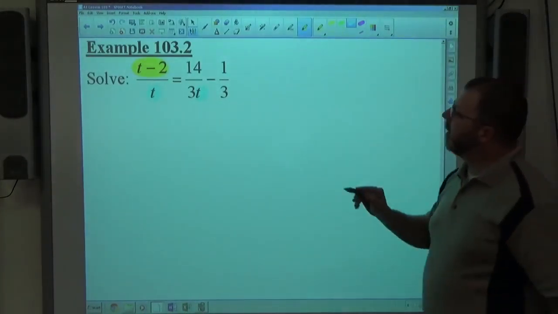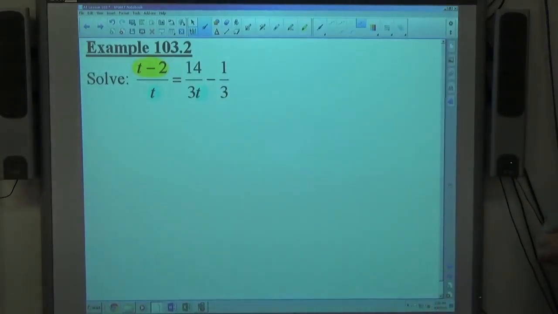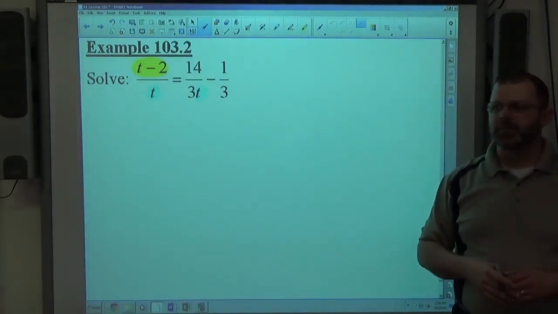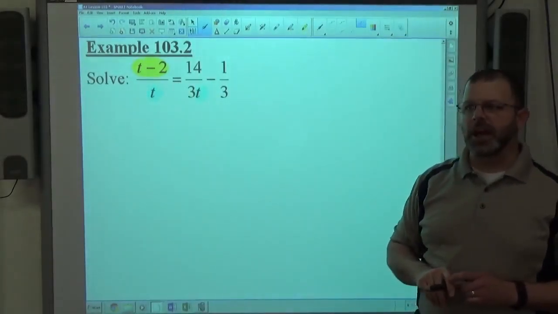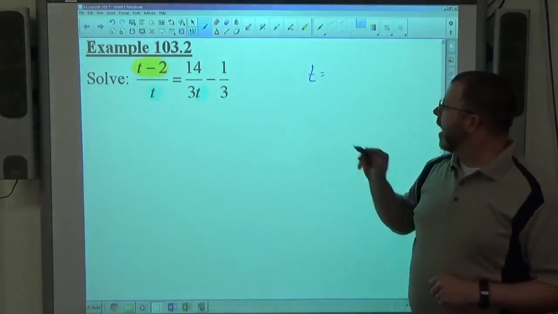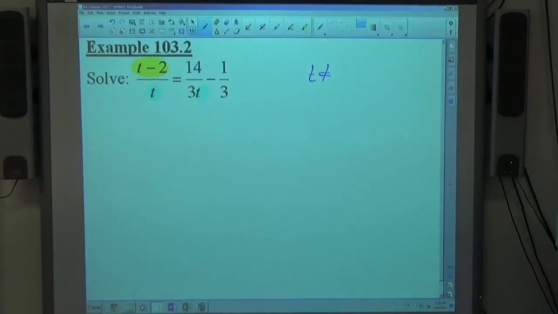Okay? The slight difference to this is that we have to make a list of numbers that are not allowed to be the right answer to this problem. Usually we just work the problem out, we get what we get, and we're done. When you start getting letters in the denominator, there's going to be a list of numbers that are not allowed to be the right answer. All right, and I'm going to put t equals, and I'm going to slash the equals because it's not equal to. And I'm going to compile this list of numbers.